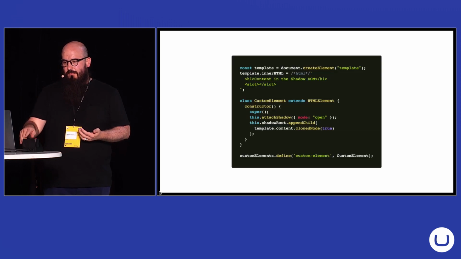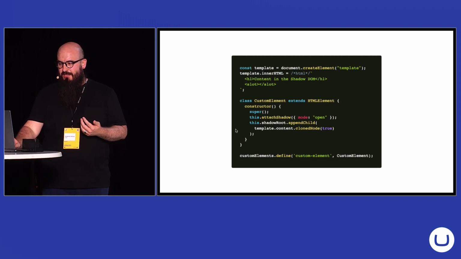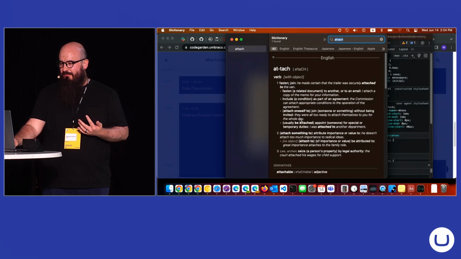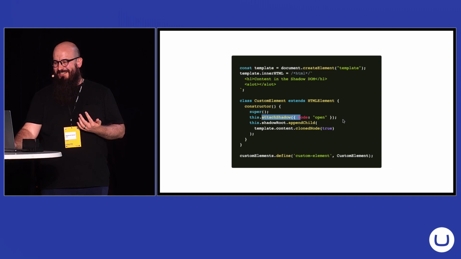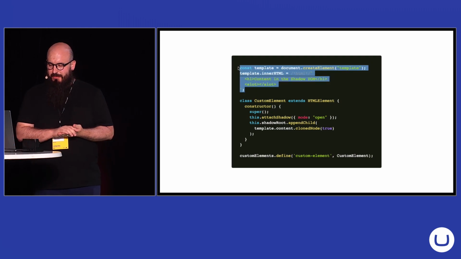Here we see a quick example of how you might attach a shadow root to a custom element that you've defined. Here we have our shadow root being connected, and here's our custom element that we're defining. And we're then injecting some content from our template.